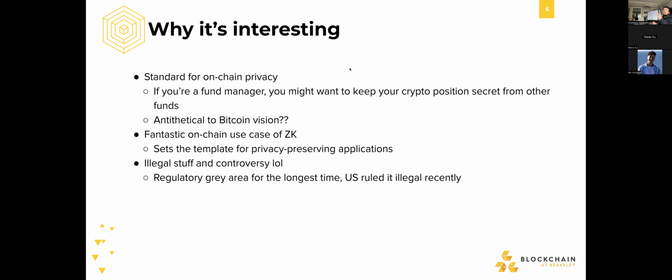And the second one is one of the best on-chain use cases for zero knowledge. So ZK is a very new and exciting cryptographic primitive that is slowly being onboarded to a lot of on-chain applications, and Tornado Cash is probably one of the applications of ZK. It just sets a template for privacy preserving applications. And yeah, illegal stuff, controversy, that kind of vibe. It's always interesting to look at those.